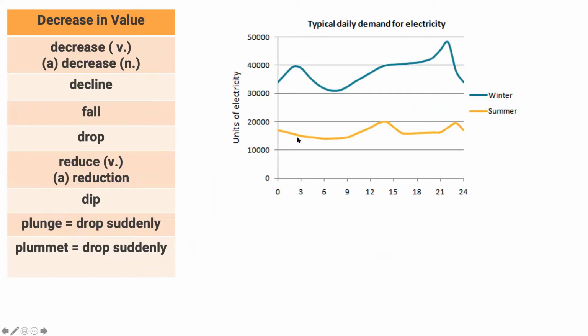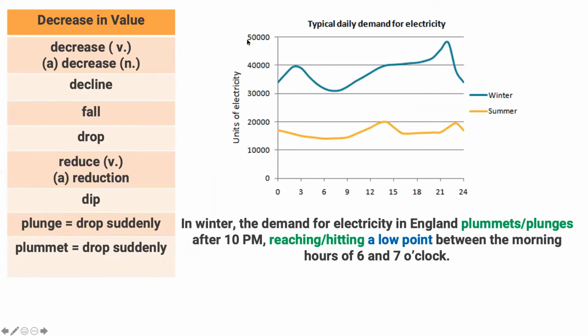Lastly, let's take a look at our plunge and our plummet. So we have a different graph here. We've got typical daily demand for electricity, and our sentence says in winter, the demand for electricity in England plummets, or you could say plunges, after 10 p.m. So 10 p.m. would be right after 21. So 21 is right around here. 22, which would be 10 p.m., is right at this peak. So after 10 p.m., you see that it just plummets. It's decreasing rapidly and it's dropping suddenly.